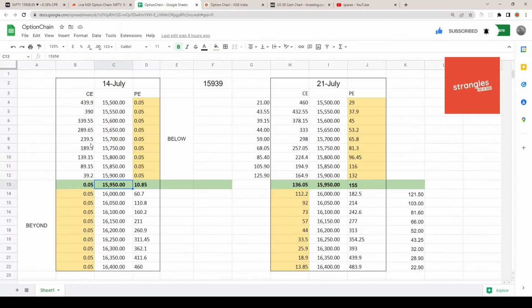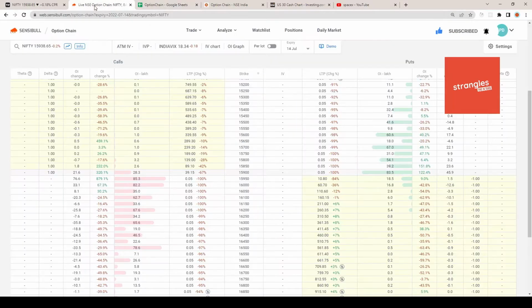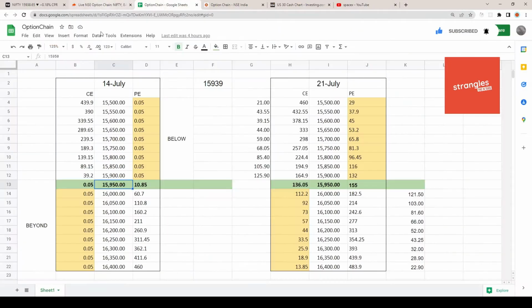These are just snapshots I took from the option chain of 14 July, which recently expired, and this is the active expiry that we have. This is the exact snapshot. I put that in an Excel sheet to do some calculation that we will see later.